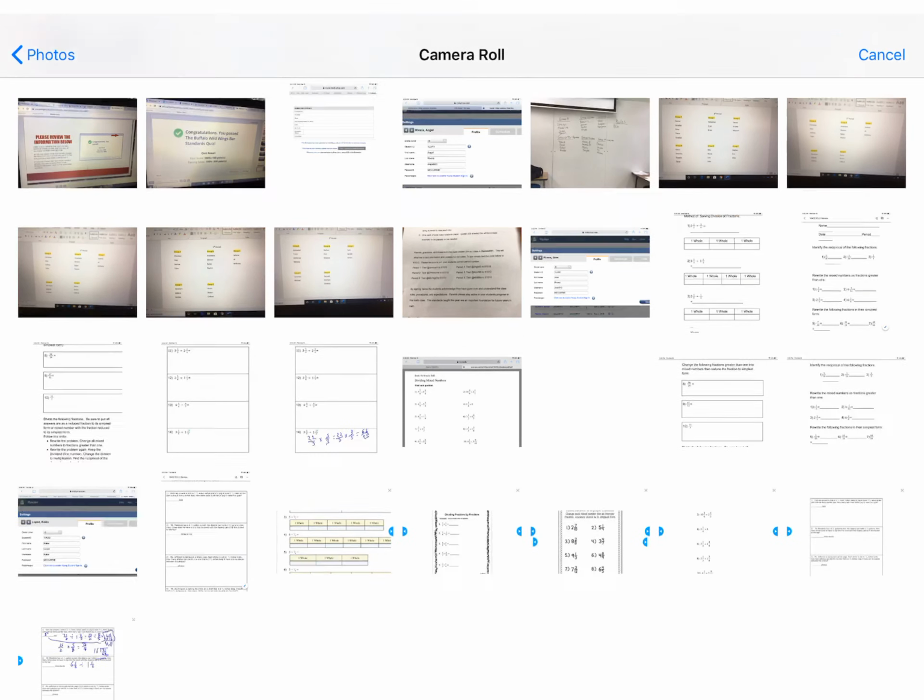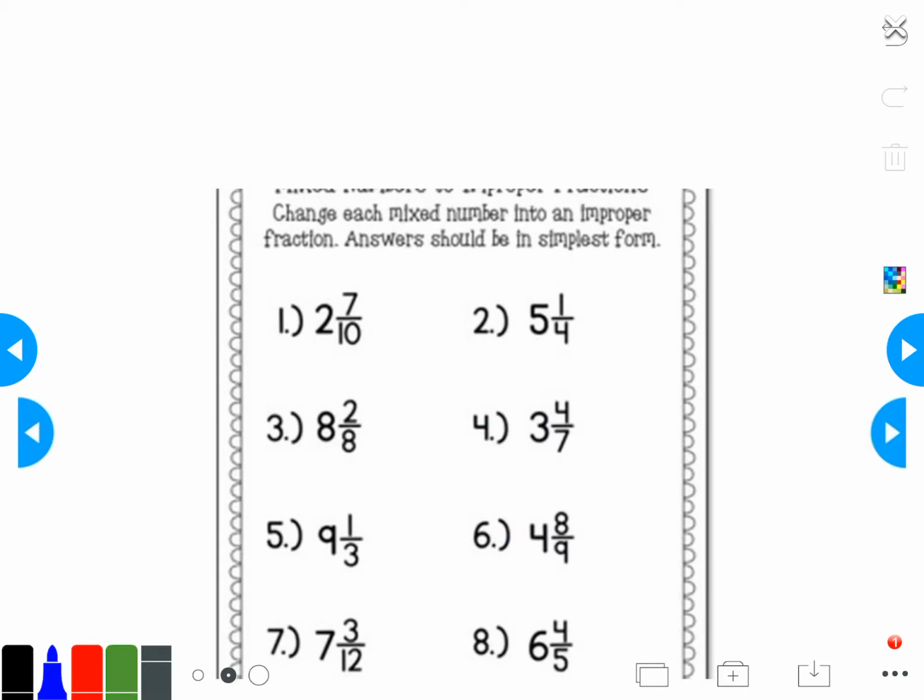Next page, right here, we're just converting. I threw a page on here, convert your mixed numbers to fractions greater than 1 or possibly improper fractions. They're kind of called both. 10 times 2 is 20, plus 7 is 27 over 10. All right, just to remind you how I do that. Start out at the bottom and you work your way clockwise.